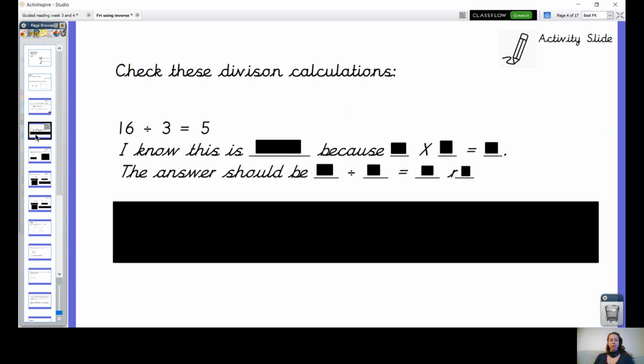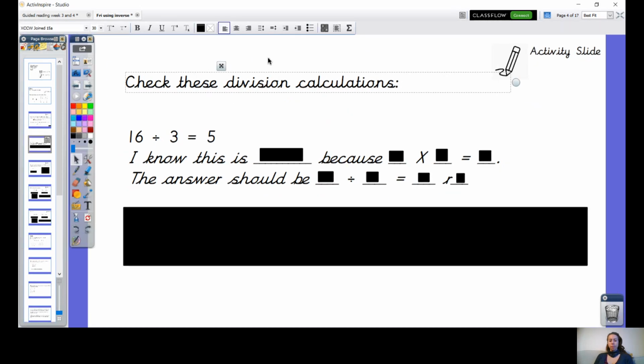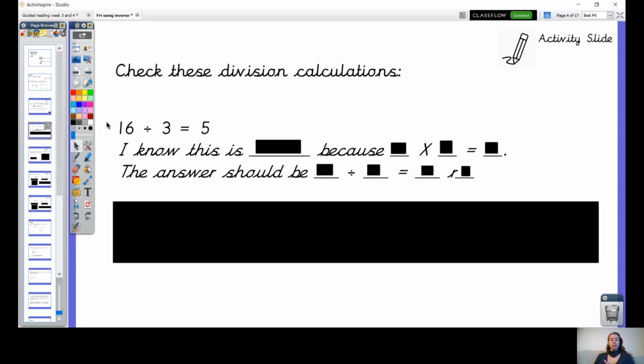Okay. This one is an activity slide, so get ready. Let me explain what you have to do. So I'd like you to check these division calculations. So the first one is 16 divided by 3 is 5. I'd like you to pause the video and check it using a multiplication calculation to help you check. Okay. So pause the video and can you complete these 2 sentences underneath, filling in the blanks? Off you go.